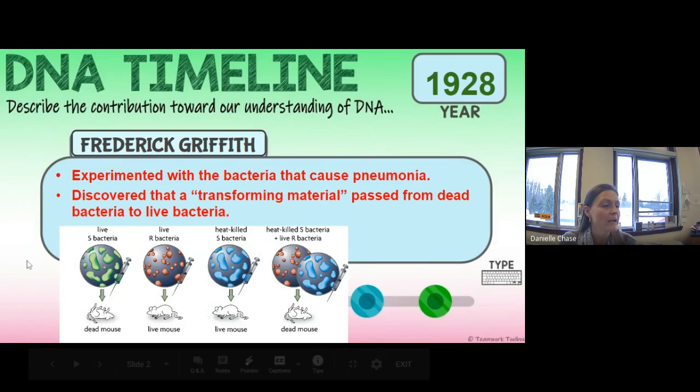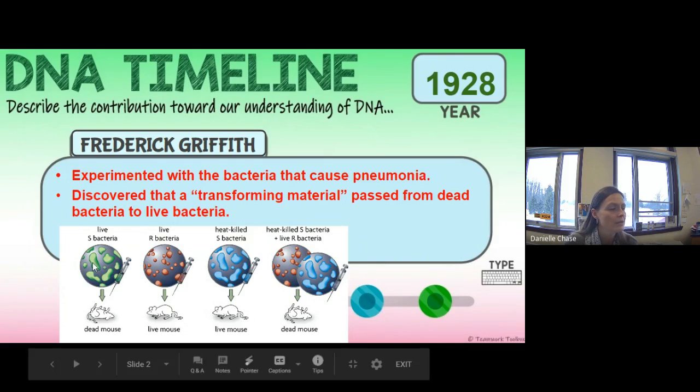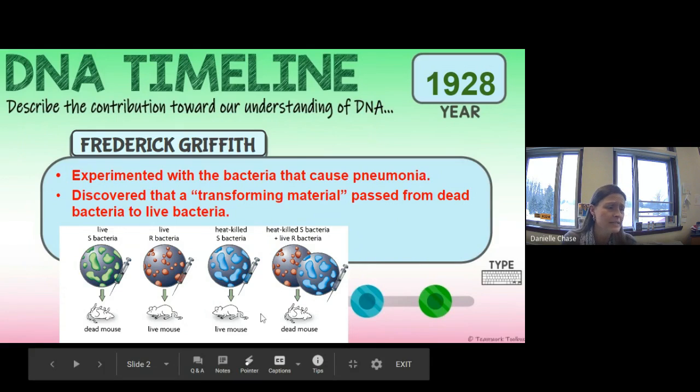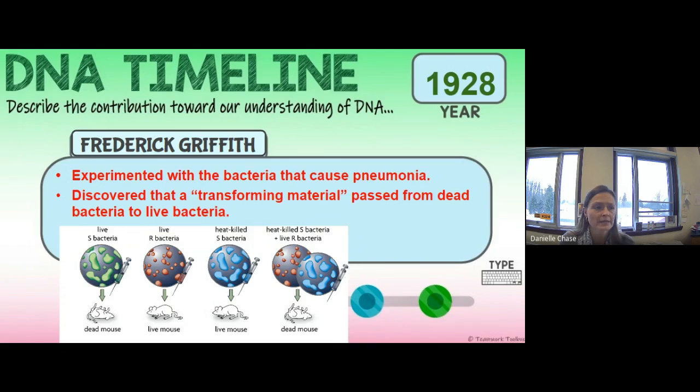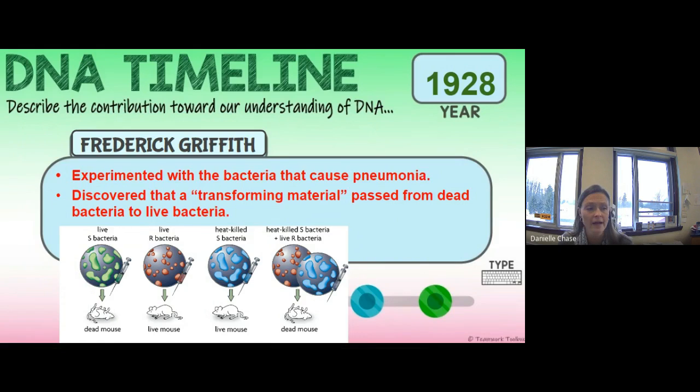So this bacteria that can cause pneumonia, there's a bad version of it, and then there's a version of it that's harmless. So the S one is the bad one, that's deadly, and the R version, it doesn't do anything to you. And so he tested different mice. He tried injecting the really bad bacteria into the mice, and of course they died. And then he injected the harmless bacteria into mice, and they were fine.